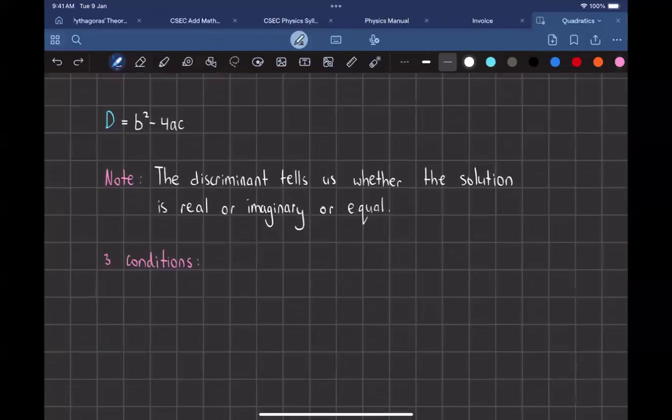So the first condition, if the discriminant is more than 0, I mean it's positive, you're gonna have what solutions? If it's less than 0, more than 0 over here, change it to more than 0.